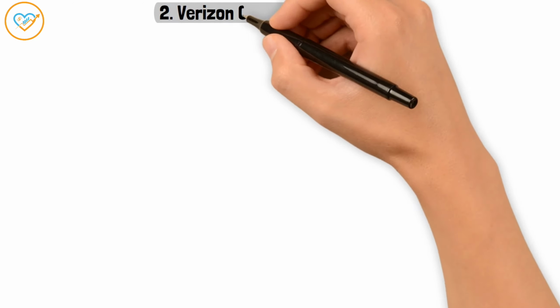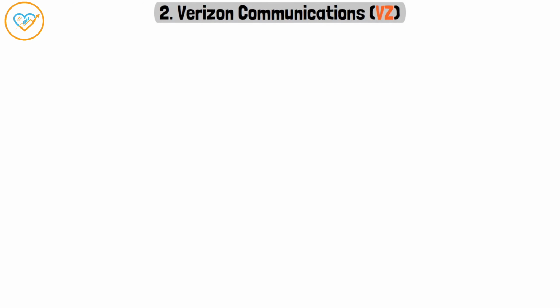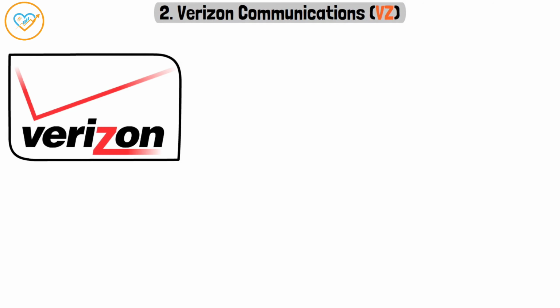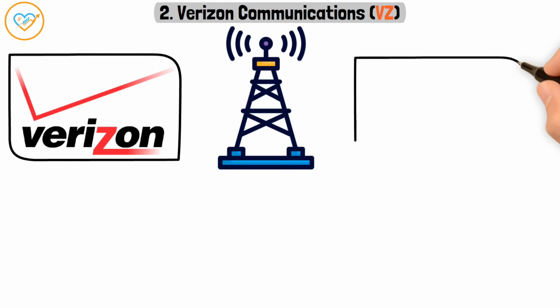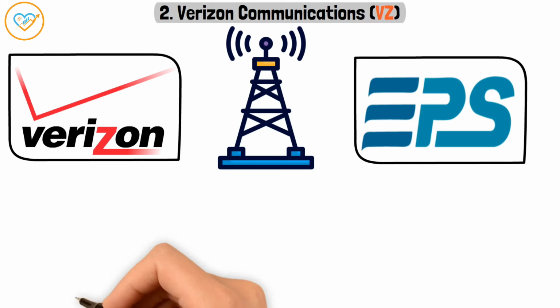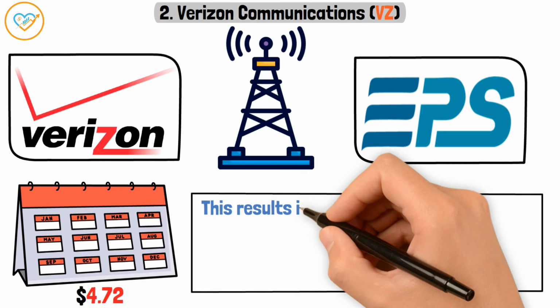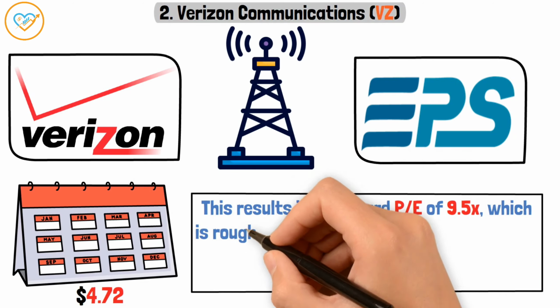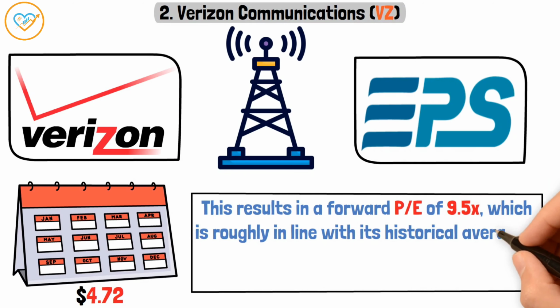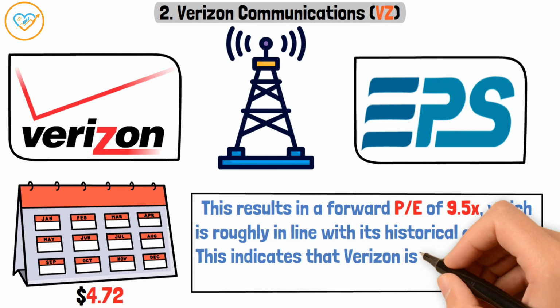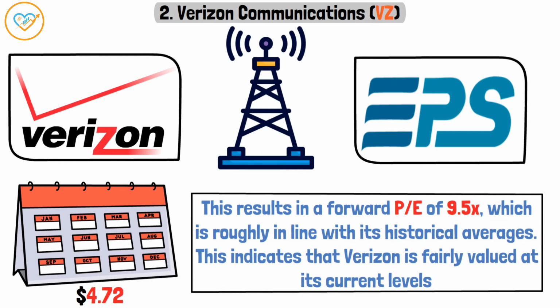Number 2. Verizon Communications, or VZ. Next, we have Verizon, the telecommunications giant. Analysts project an EPS of $4.72 for the coming year. This results in a forward PE of 9.5x, which is roughly in line with its historical averages. This indicates that Verizon is fairly valued at its current levels.